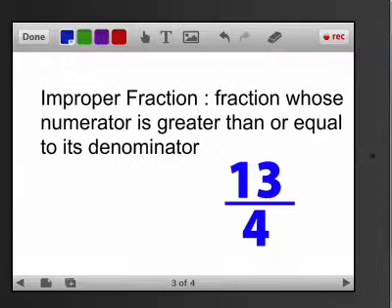An improper fraction is a fraction whose numerator, remember that's the top number, is greater than or equal to its denominator, which is the bottom number. So right here we have the fraction of 13/4. The 13 on the top is greater than the 4 on the bottom. Tonight we're going to be looking at how do you change a mixed number to an improper fraction, and how do you do the reverse? How do you change an improper fraction back to a mixed number?